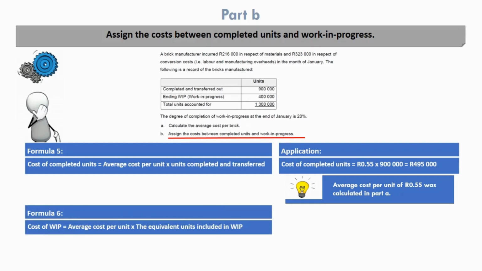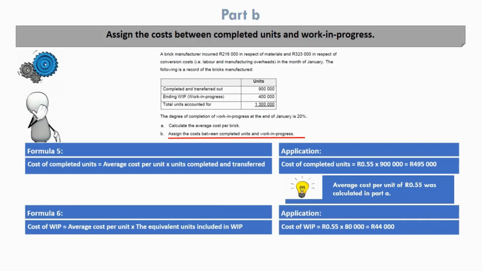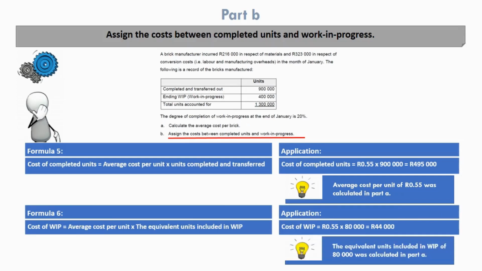The cost of work in progress is calculated by multiplying the average cost per unit with the equivalent units included in work in progress. In this scenario, we've calculated the equivalent units included in work in progress to be 80,000 units. If this is multiplied by the average cost per unit of 55 cents, the cost of work in progress is 44,000 Rand.